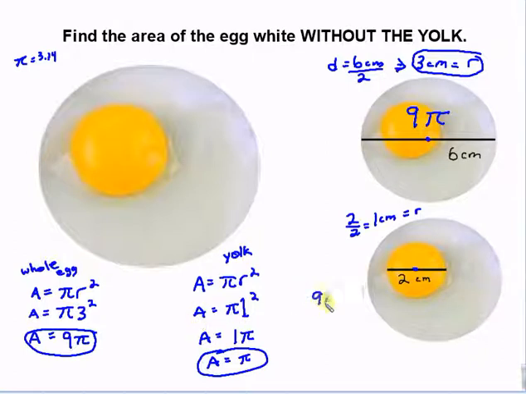So 9 pi minus pi. Now this is just 1 pi, so 9 minus 1 is going to give us 8 pi. Our answer is 8 pi. That is the area of our egg white. Now if we wanted to, we can calculate that out, and we can say 8 times pi, and 8 times pi is going to give us 25.1, we'll round it, 25.13 centimeters squared.